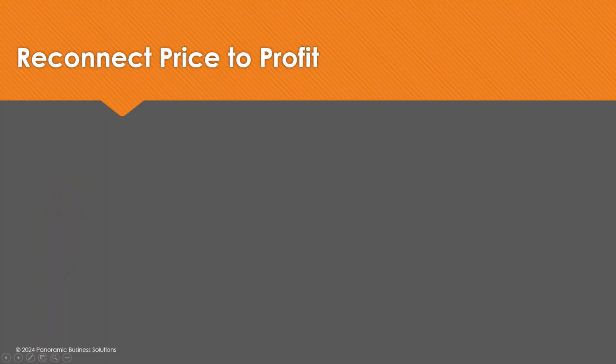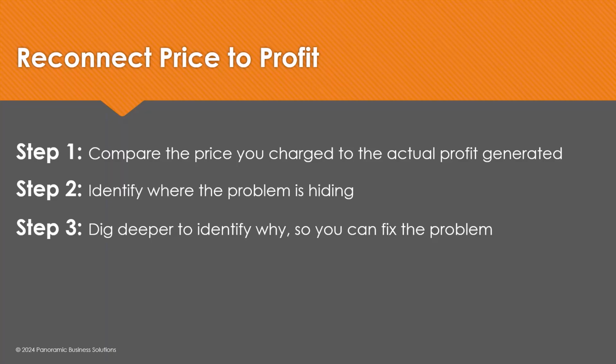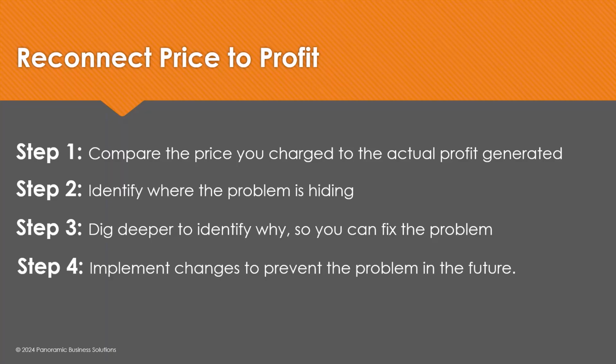To recap, these are the 4 steps that we need to complete so that we can reconnect our prices to the profit. Step 1 is compare the price you charge to the actual profit generated. Step 2, identify where the problem is hiding. Step 3, dig deeper to identify why there's a problem and then fix it. And then step 4, implement changes to prevent the problem in the future. Now, step 4, don't overlook this one. You don't want to spend all this time and money and energy fixing this problem over and over and over again. Take the time to fix the problem forever.